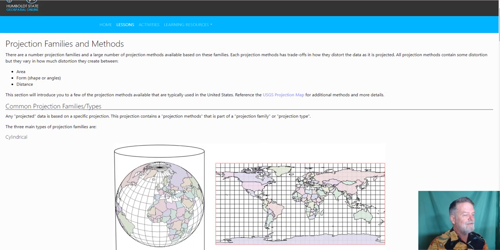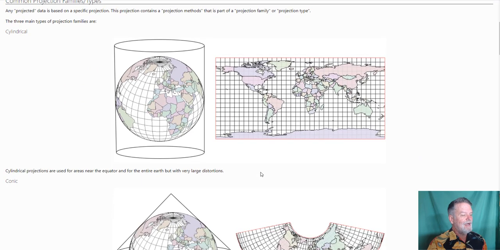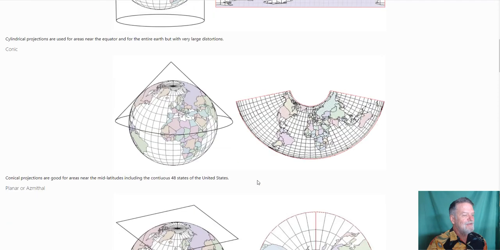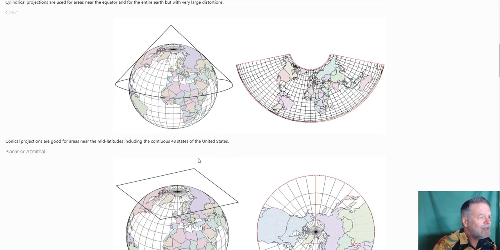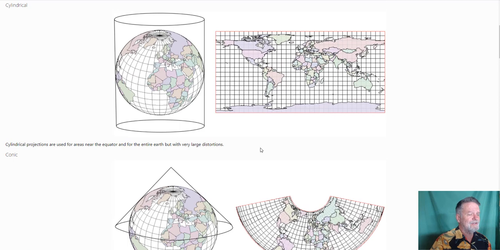Now there are a lot of different ways to project the Earth. There's three main families of projections. Cylindrical is the one that I'm showing here, where you can think of it as wrapping a cylinder around the Earth and then stretching that cylinder out. Okay. Conic, putting a cone over the Earth and then flattening that cone. And then planar or azimuthal, where you put a plane on the Earth and then flatten the sphere onto that plane. Now notice these have three very different impacts on the data. And there's reasons to use different ones.